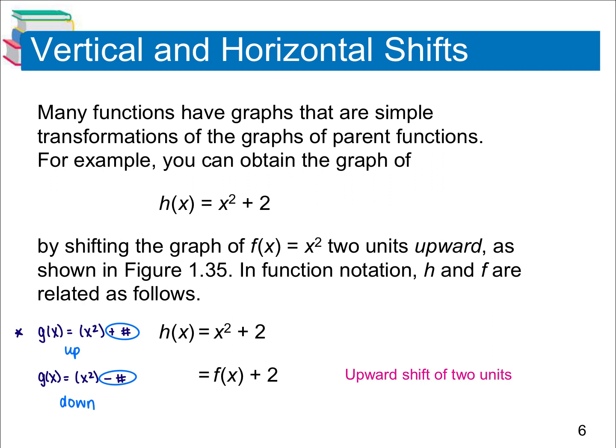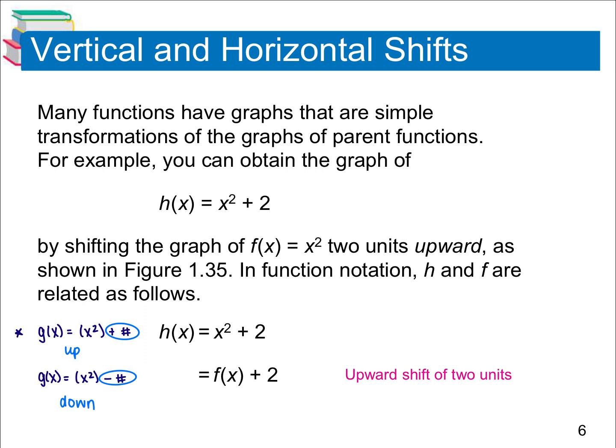So these happen going up or down. So this will be something like h of x is equal to x squared plus 2, like you see here. It'll also be something like h of x is equal to x squared minus 2. These plus 2, minus 2's that you're looking at will be after your parent function. So it'll be after the x squared, after the x cubed, after the absolute value of x, after the square root of x.